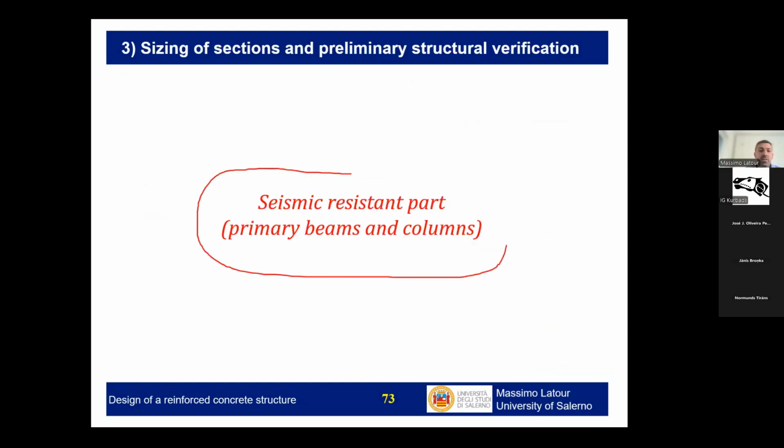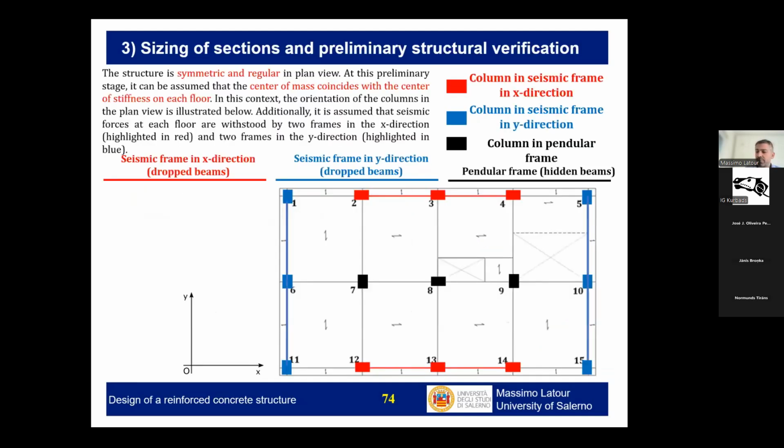Now let's look at the seismic resistant part, so the primary beams and columns. We have to design, initially, the sizes of these elements. Let's say that in the preliminary stage, we can assume that the center of mass is coincident with the center of stiffness, so they are both located at this point. We will see that in the seismic analysis we will also consider some eccentricity, which at this moment is neglected.